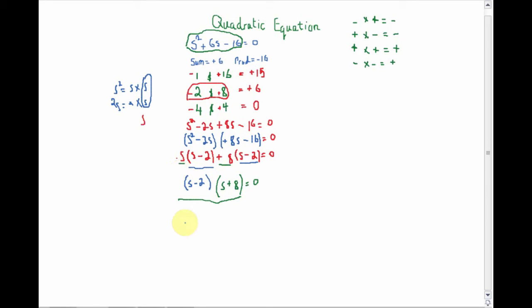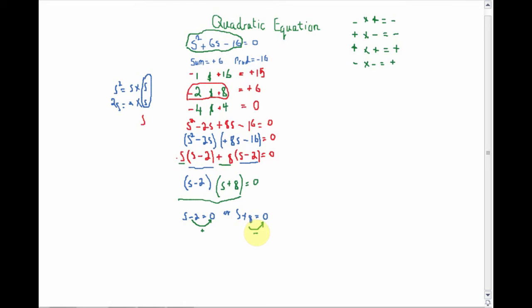Then we'll say x minus 2 is equal to 0, or x plus 8 is equal to 0. Here, this is a letter, this is a number. So number goes to meet with number, and here the sign turns to plus. In the other one, this is a letter, this is a number. So number goes to meet with number, and here it changes to minus.